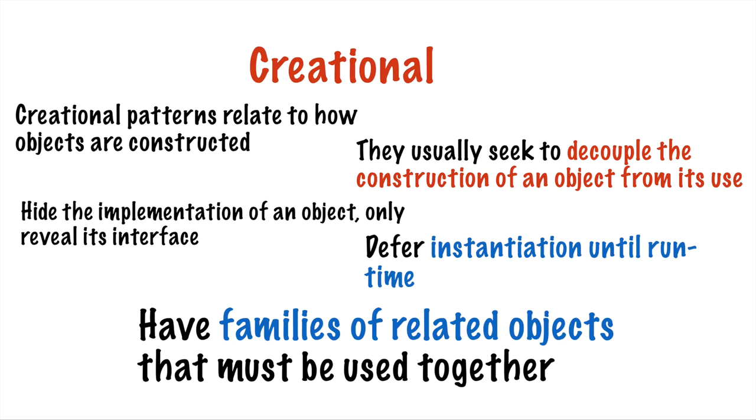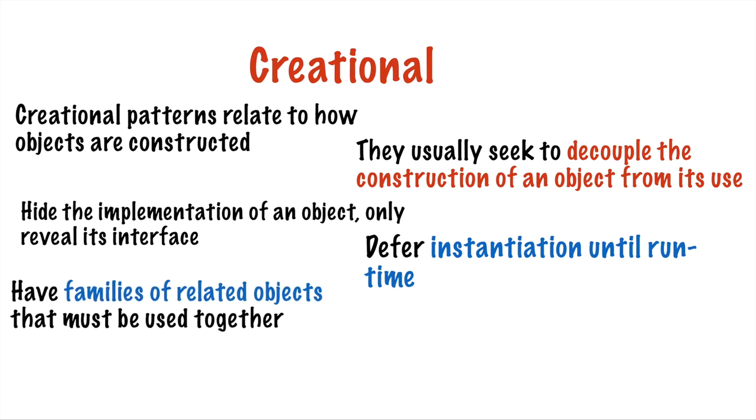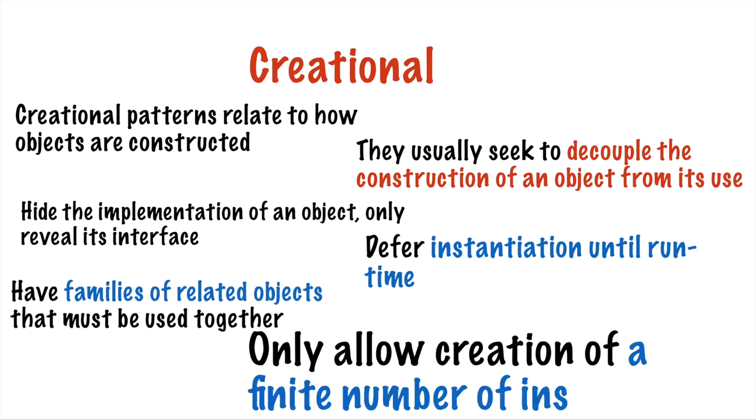It's also possible that we have families of related objects that only make sense when they are used together. And yet another use for separation of construction of an object from its actual use would be to restrict the creation. Say we only want an object to be created once or once per unique value. In either one of these cases, we would use creational design patterns.